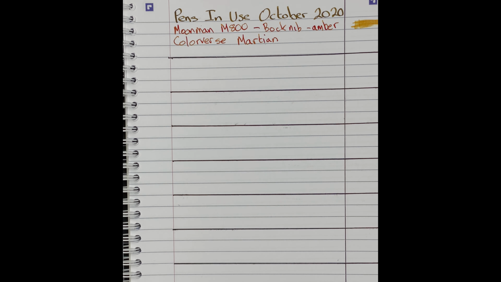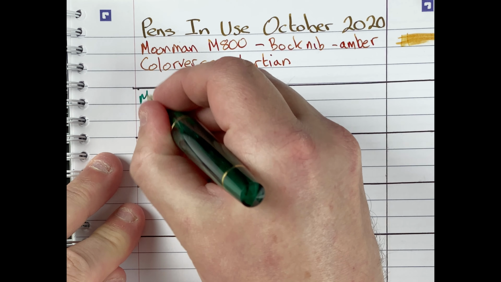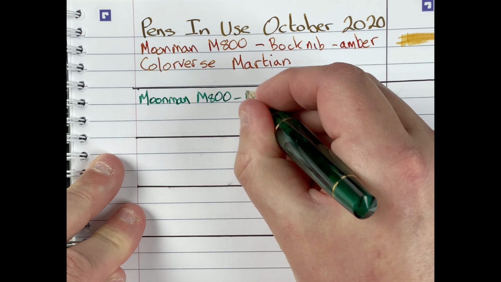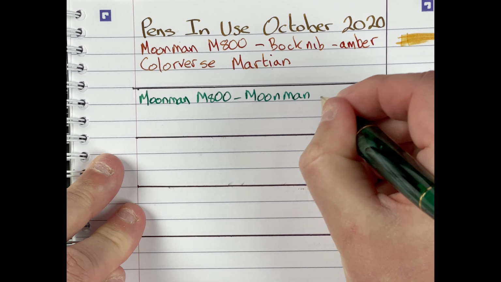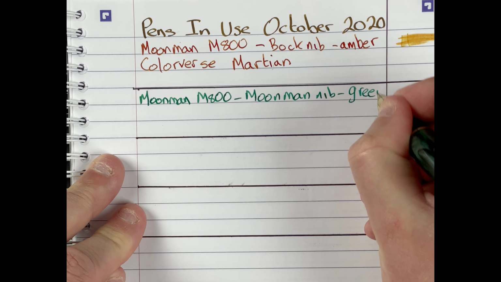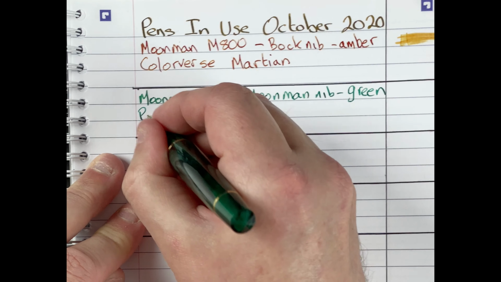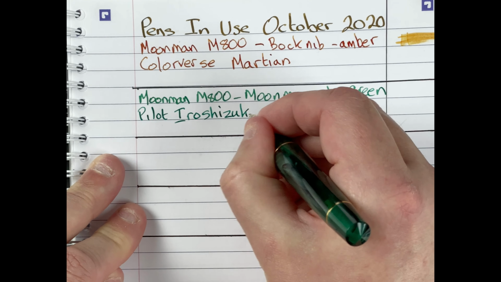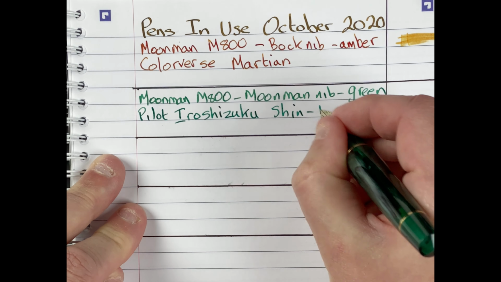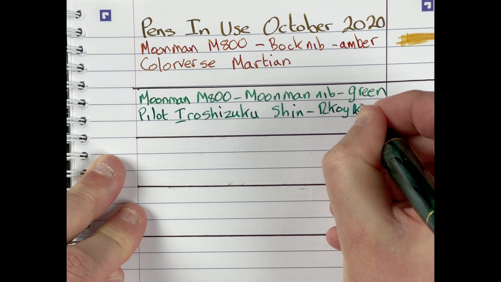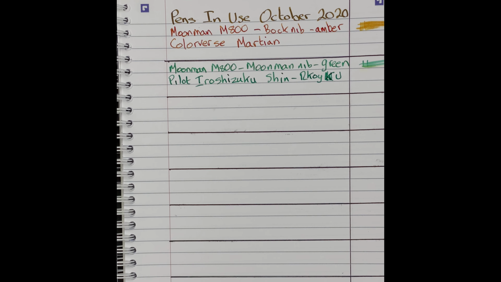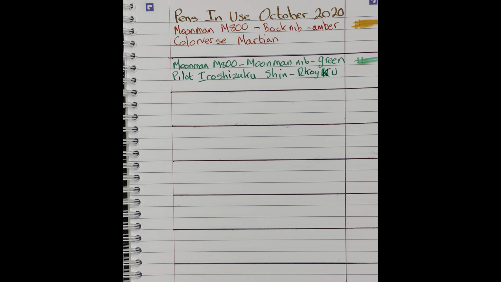So again, let's do our writing sample. So it's, again, a Moonman M800 with a Moonman nib. And it's the green one. The ink, as I said, is Pilot. So there we go, the Pilot ink. Again, let's just have a quick look at a smudge. A little bit drier ink, but that could also be a result of the Moonman nib.